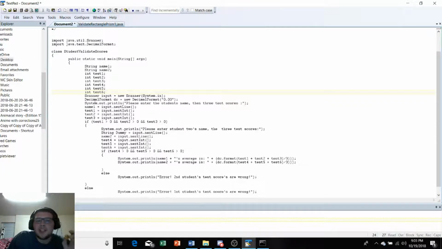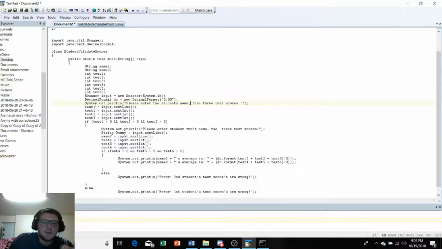Next, Scanner input equals new Scanner(System.in). Again, like we've talked about, creating a new object. DecimalFormat dc. Again, creating a new object. System.out.println: please enter the student's name, then 3 test scores. I don't think I have to explain that.